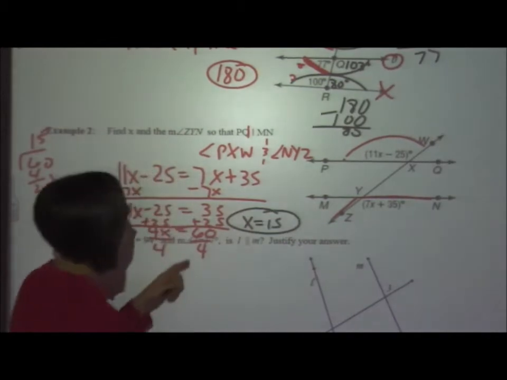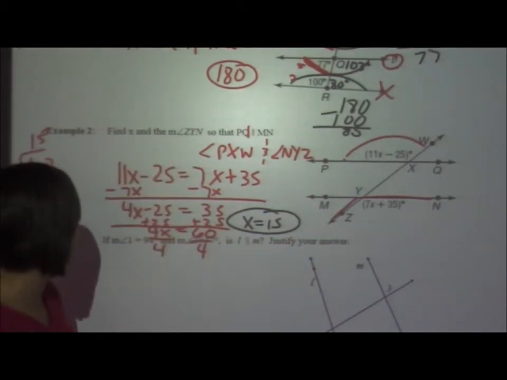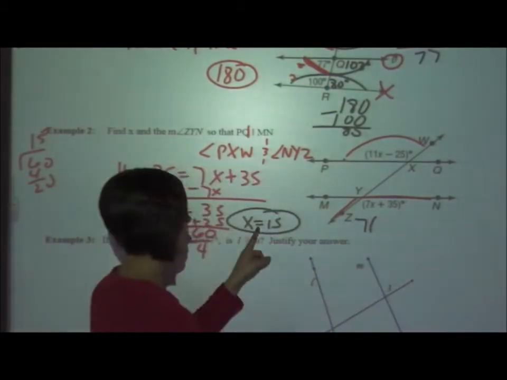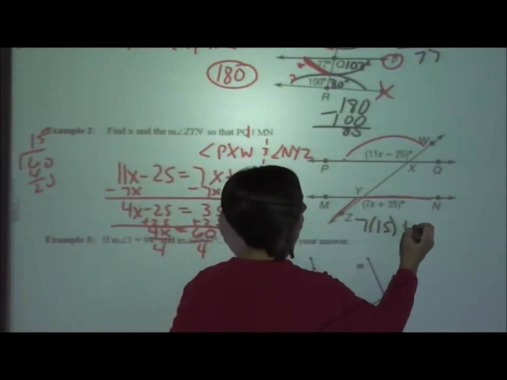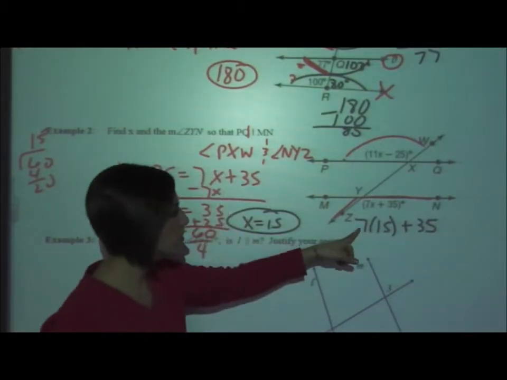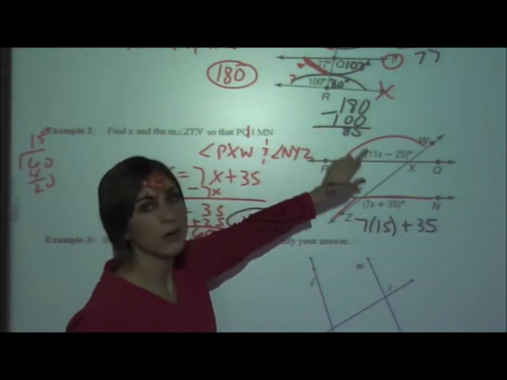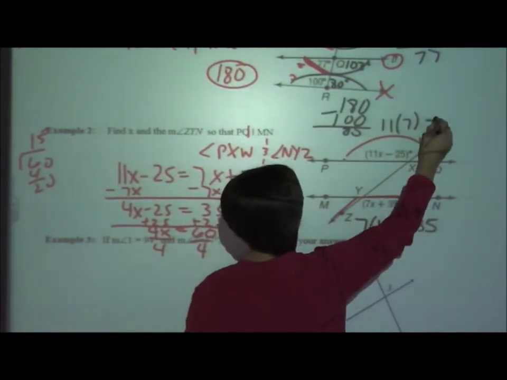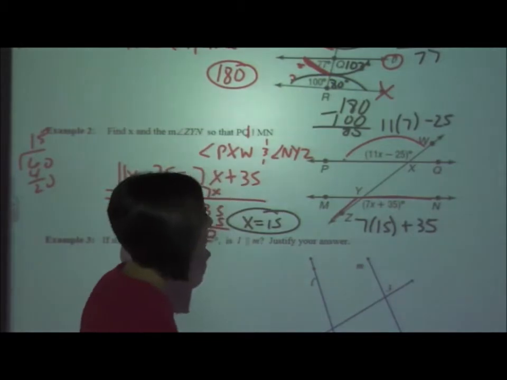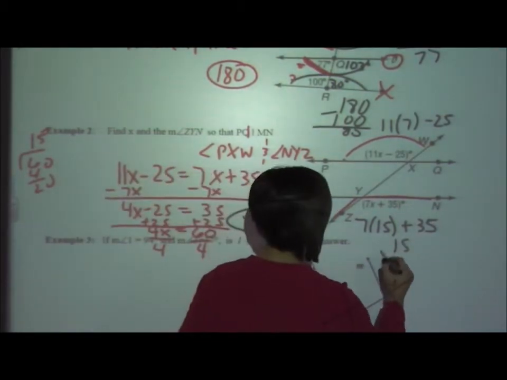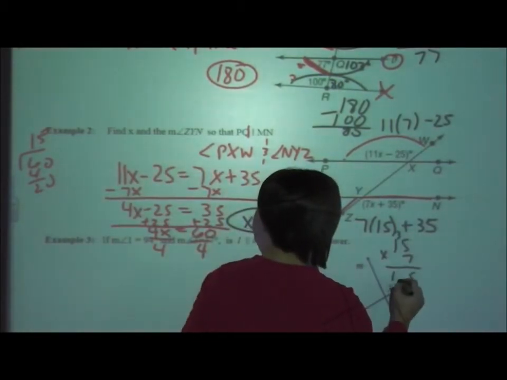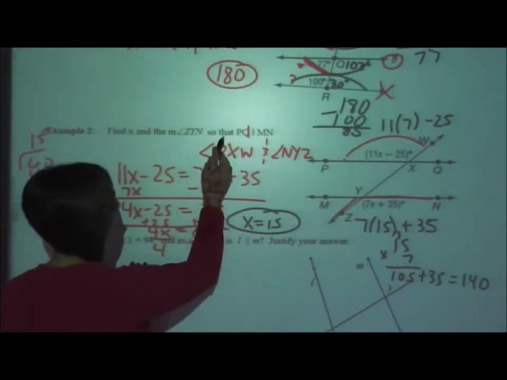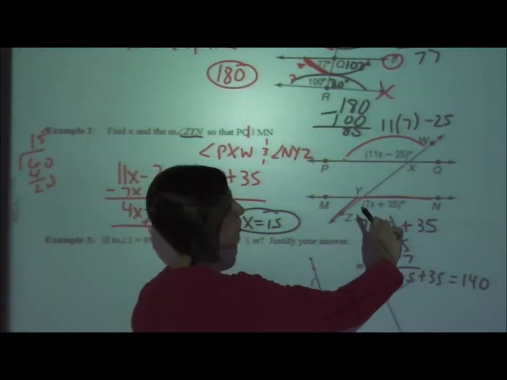And then don't stop there, because it said find x and the measure of ZYN. So ZYN said 7 times x, which is 15, plus 35. And after we find that, we want to find this angle and make sure that they're congruent. So I'm going to go ahead and plug in 11 times 15 minus 25. So 7 times 15 is 105, plus 35 is 140. So that gives me the answer to this.